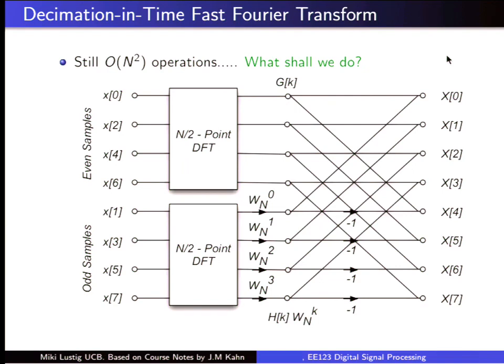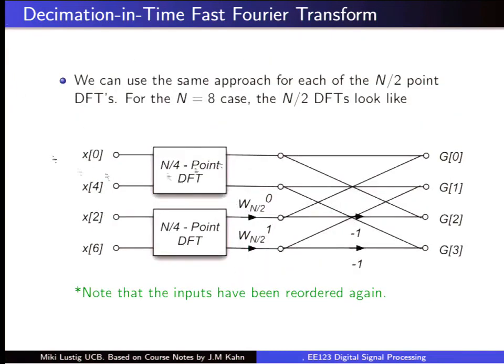So let's do this. If we started with n equals 8, now we're going to do an n equals 4 DFT. We're going to divide it again and split the evens and odds. Among all the evens, now we're going to split the evens and odds of these. So 0 and 4, and then 2 and 6. Perform an n over 4 point DFT of them, and then do, again, these butterfly operations to get the results.